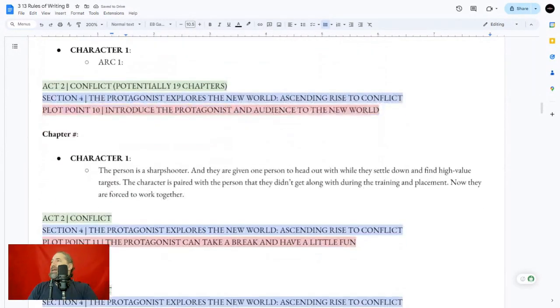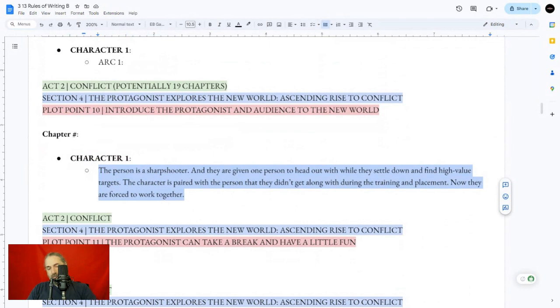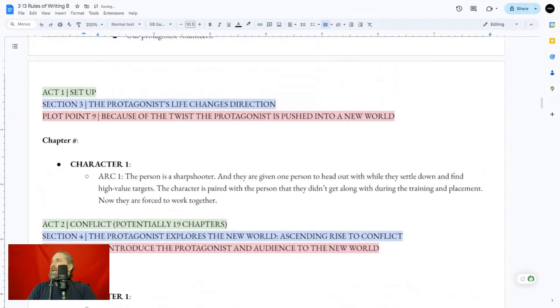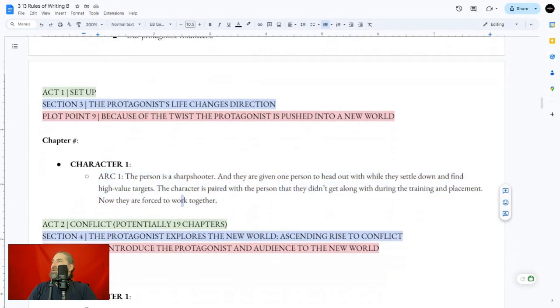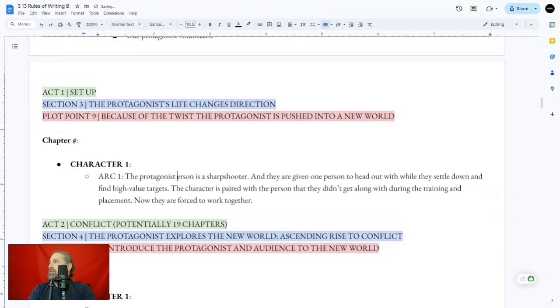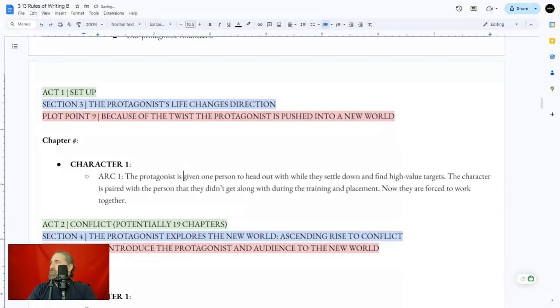So then what I would do is I'd actually take this and put it here. Because of the twist, the protagonist is pushed into the new world. The person is a sharpshooter, and they are given one person to head out with while they settle down and find the high value target. Now, the other thing I would do is this is where arc three comes into play.